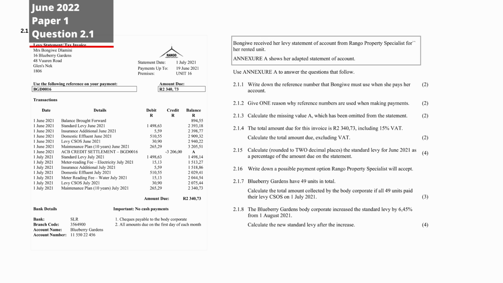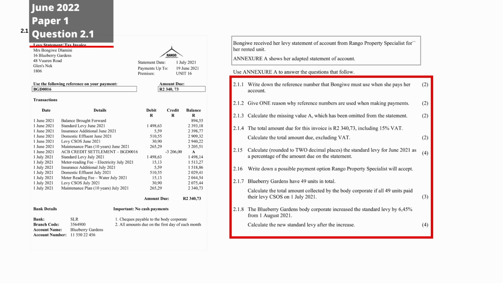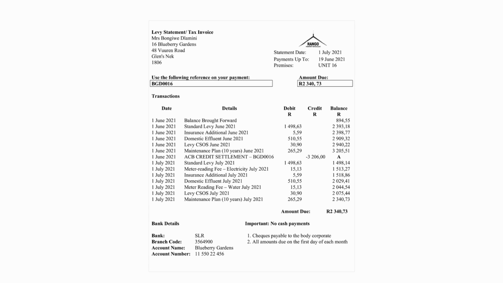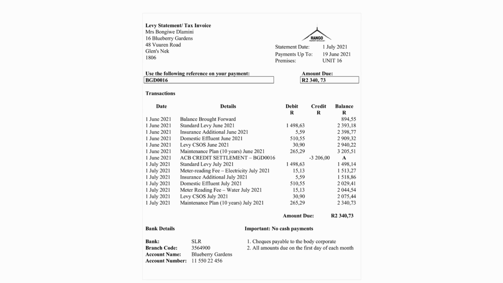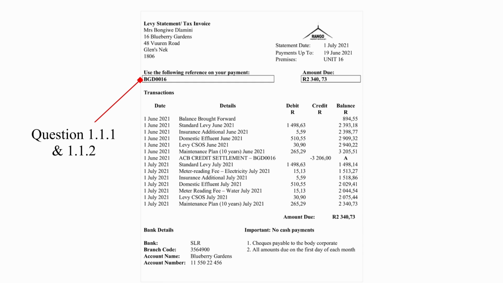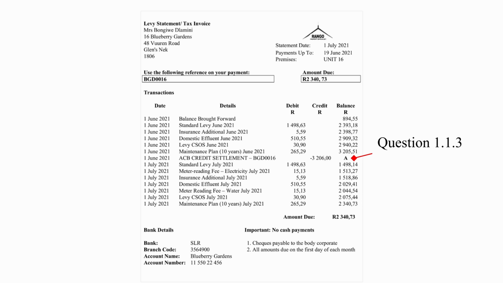Question 2.1 consists of 8 finance questions that were designed to assess your ability to interpret financial statements. You are given a levy statement for a rental property in Annexure A. The levy statement shows the reference that this person must include in the payment information when making payment to the body corporate. There is a missing value labeled A. This is the balance after this payment was made.